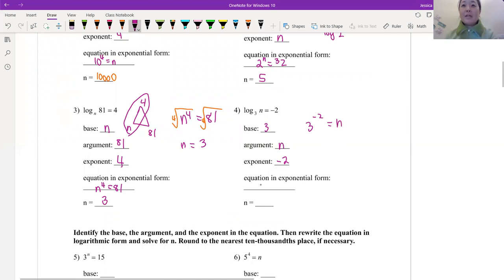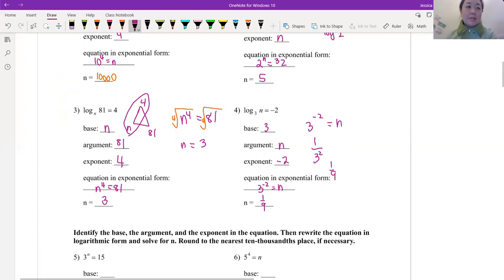Oh, should have written that here. So 3 to the negative 2 power is equal to n. If you remember anything about negative exponents, remember that's just like 1 over 3 squared. And what is that? It's 1 over 9. So there we go, that's all it's going to be, 1 over 9. Leave it as 1 over 9.